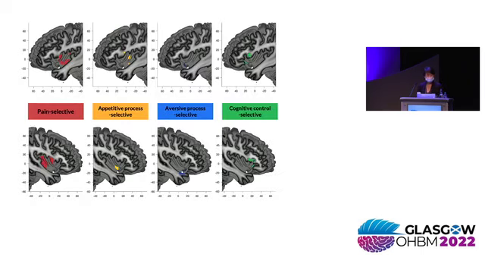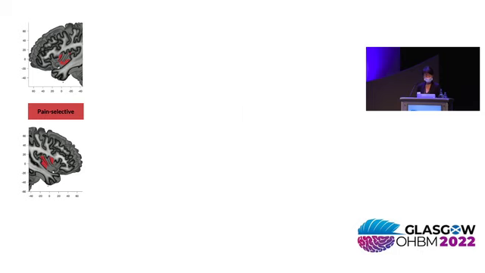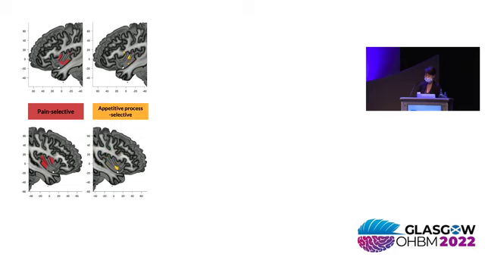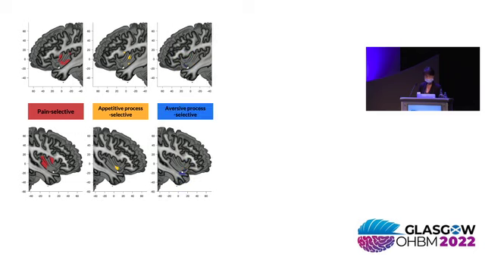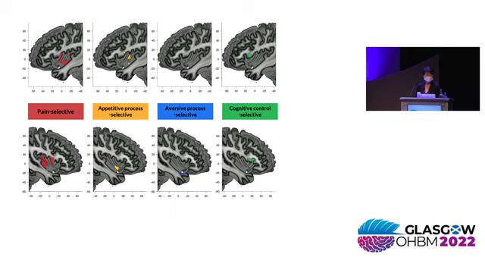So here are our results, and let me start with the domain selective regions that we found first. We found distinct insula subregions that are selectively activated by one of the domains. Specifically, we found a group of voxels in the mid-posterior insula that is selectively activated by pain, and another group of voxels in the mid-insula that exclusively respond to appetitive process, and in the anterior-ventral insula by aversive process, and lastly, in the anterior and mid-dorsal insula by cognitive control.